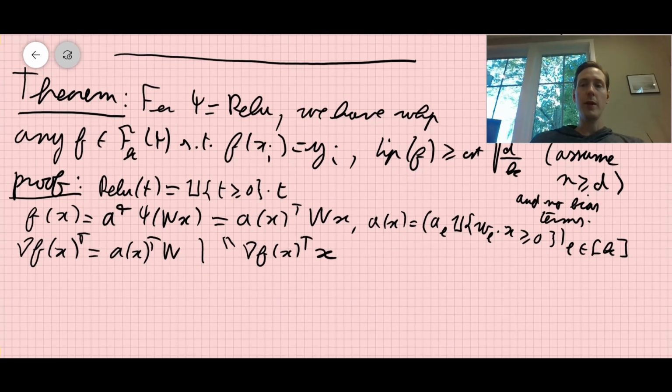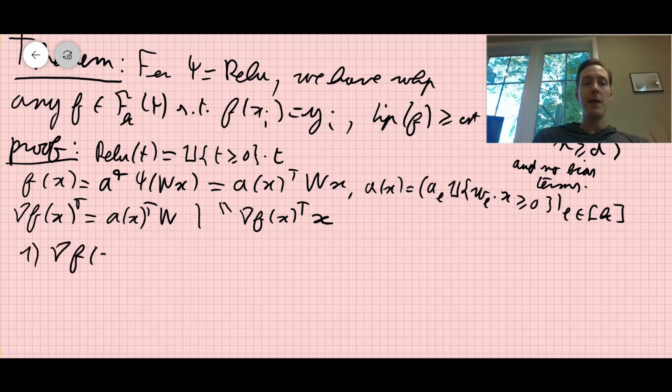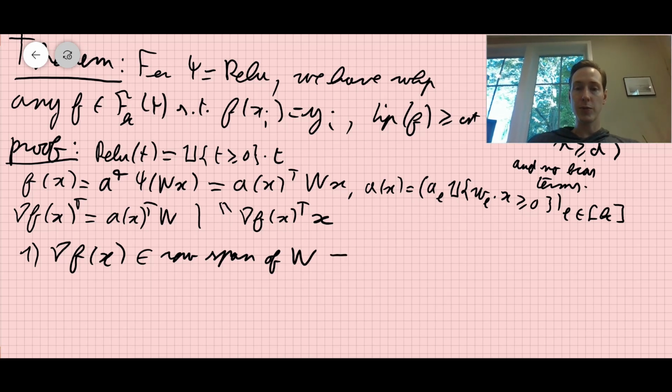Okay, very good. Now, what do we know about the gradient of f of x? We know two things. One, grad f of x, by definition, lives in the row span of W. It's a linear combination of the neurons W1 through WL.